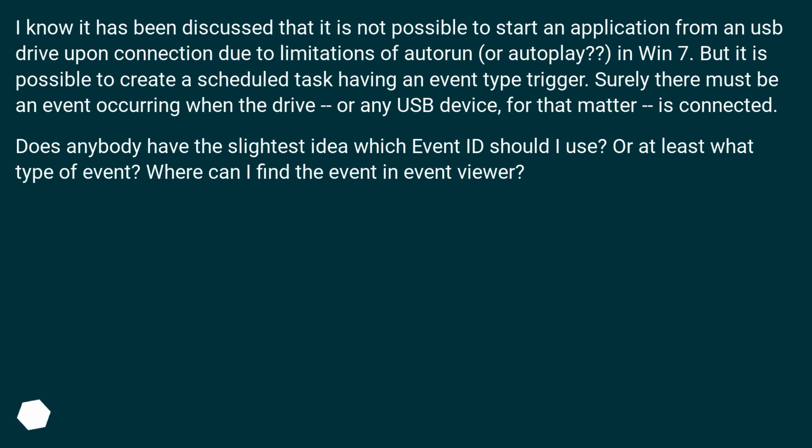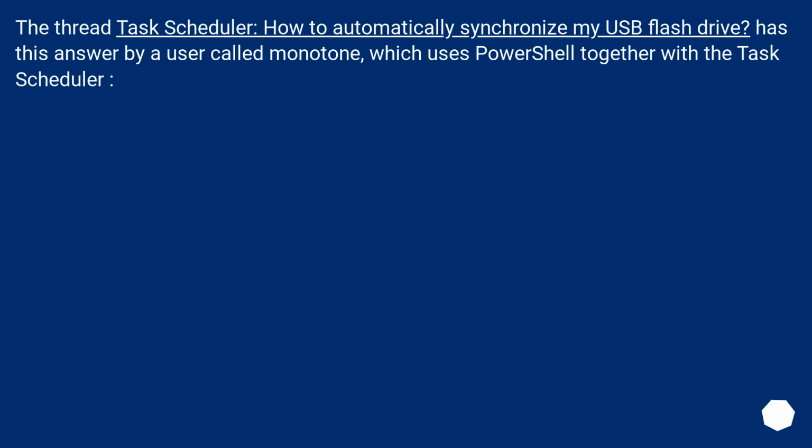Does anybody have the slightest idea which event should I use? Or at least what type of event? Where can I find the event in Event Viewer? The Task Scheduler thread, How to Automatically Synchronize My USB Flash Drive, has this answer by a user called Monotone, which uses PowerShell together with the Task Scheduler.